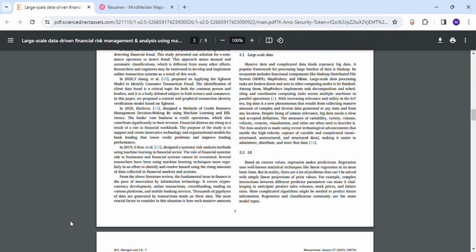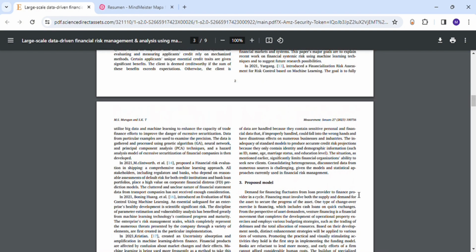From the above literature review, the fundamental issue in finance is the pace of innovation by information technology. It covers cryptocurrency development, online transactions, crowdfunding, trading on various platforms, and mobile banking services. Thousands of gigabytes of data are generated by transactions made on the sites. The most crucial factor to consider in this situation is how such massive amounts of data are handled, because they contain sensitive personal and financial data that, if improperly handled, could fall into the wrong hands and have disastrous effects on numerous businesses and industries.